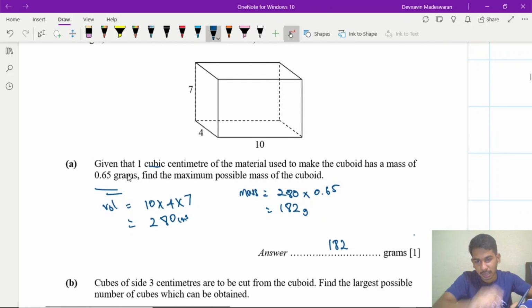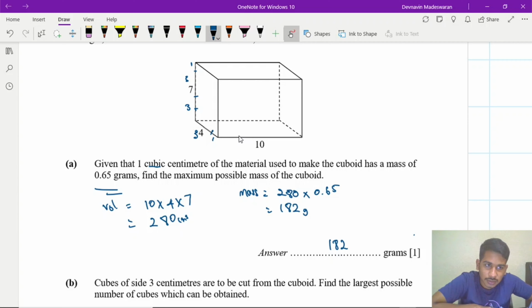So again, just cut each dimension into the number of 3 centimeters you can do. This can be 3, and there'll be 1 left over. Here there'll be a 3, and 1 left over. Here we can cut this into 3, 3, 3, and then 1 will be left over. So there's 1, 2, 3, and then 1, and then 1, 2.